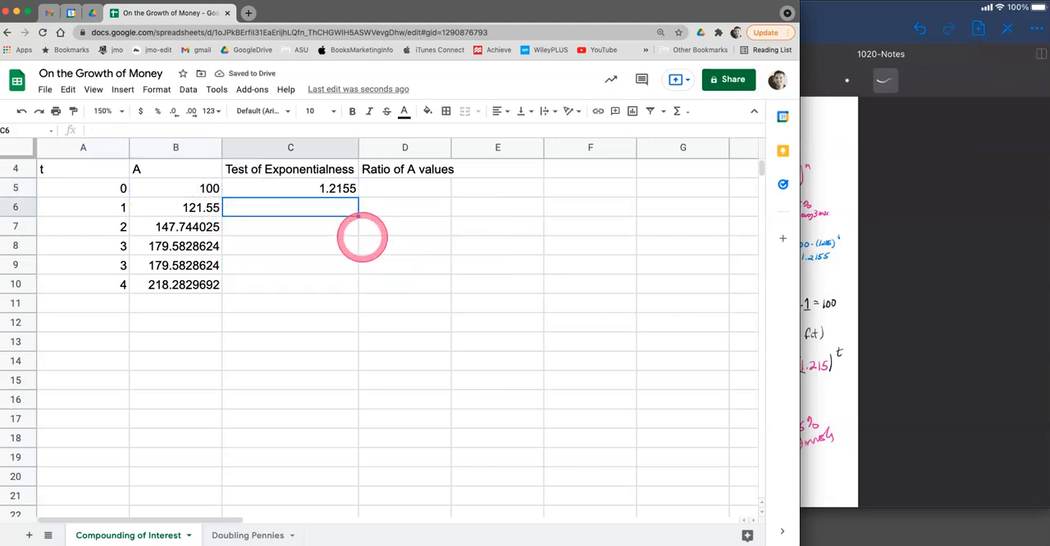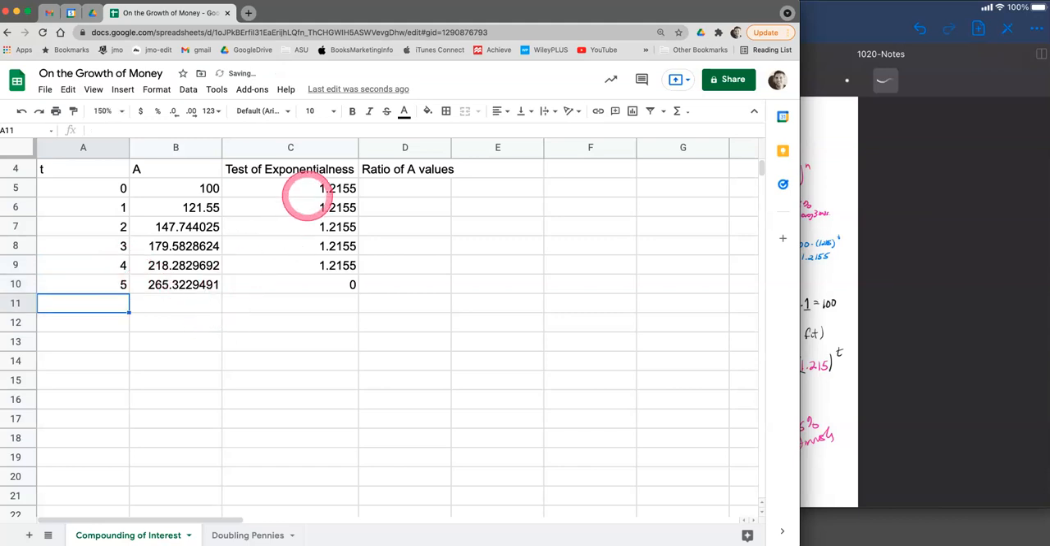Now look at this. There is the ratio of 121 divided by 100, and we have that answer. We could do this same formula, equal to the ratio of this quantity divided by the previous quantity, the ratio of consecutive values. And now because we have a formula involved, we can drag and drop. Oh, sorry, this is supposed to be 3, 4, and then 5.